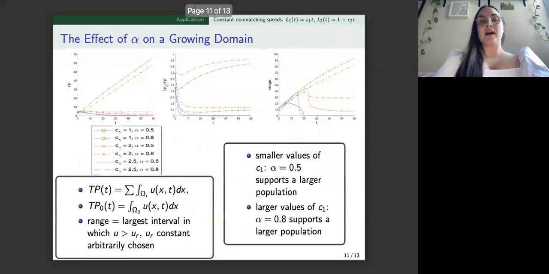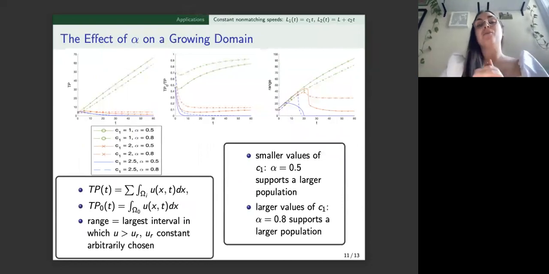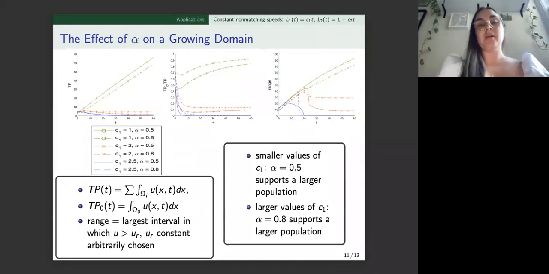So now let's look at how alpha affects these dynamics, so the preference for the trailing edge. I have three graphs here. The total population is the farthest left one. The ratio of the total population in the suitable habitat over the total population is the middle one. And then we have the range, where range is just the largest interval in which U is greater than some arbitrarily chosen constant, in the last graph here.